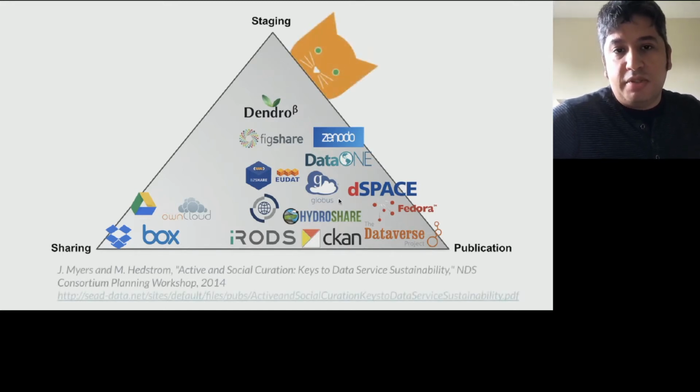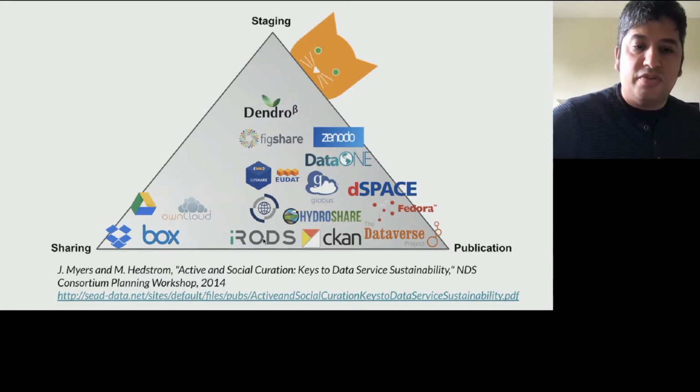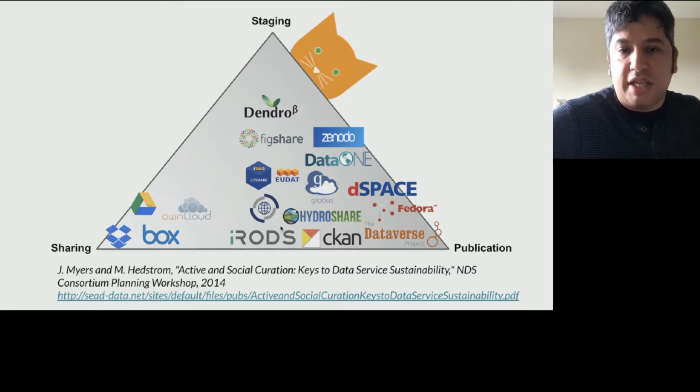Where Clowder lives is kind of in this middle area here. We're in between those with this word called staging up here. And really focused on that idea of automatic execution of certain processes to help the scientists with their data. So extracting metadata, generating previews to visualize large data sets, things like that, the analysis aspect. And this paper down here coined that as a term of active curation and social curation.